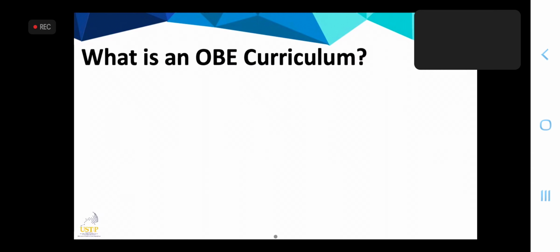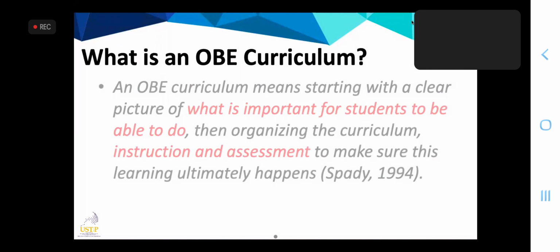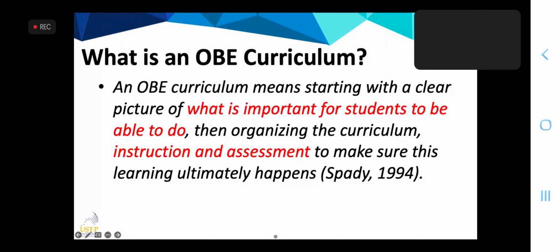Although I gave some information on an OBE curriculum already, it's good to mention all these definitions. An OBE curriculum means starting with a clear picture of what is important for students to be able to do. Then we reorganize the curriculum, instruction, and assessment to make sure this learning ultimately happens. Spady is the author of OBE.